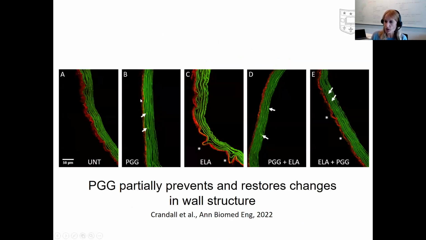If you look at the wall structure, here's the untreated, with our elastic fibers again, and collagen out here. Our elastase treatment that's degrading the fibers causes these breaks, and also causes this buckling, or kind of disconnection, between the elastin and the collagen. And the PGG treatment is partially restoring both of those. So we think that larger treatments that address some of these structural defects might be another way of addressing some of the downstream signaling that is affecting the disease.